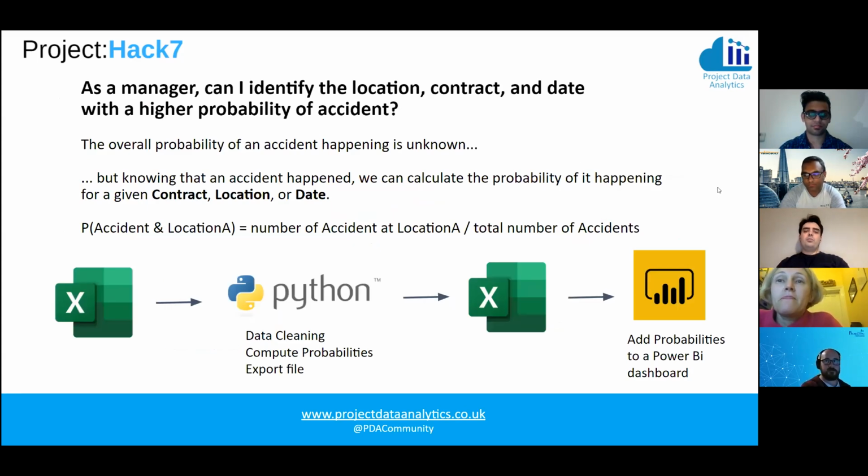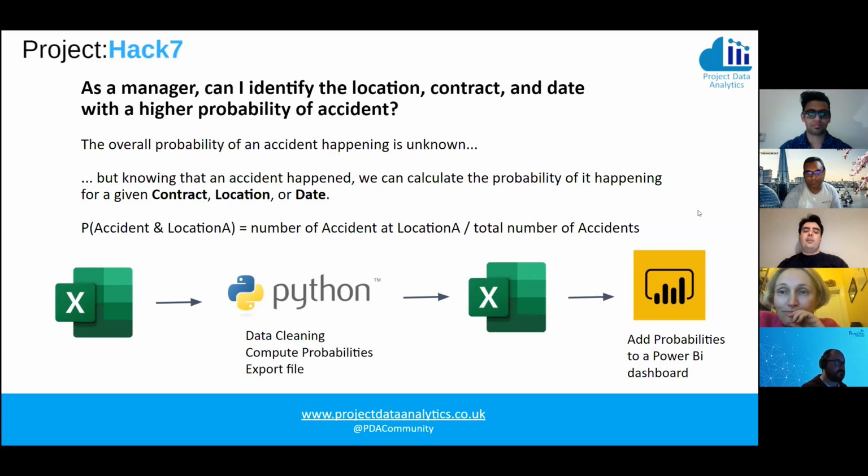So as a manager, how can I identify the location, contract, and date with a higher probability of accident? When we analyze this data set, we realize that the overall probability of an accident happening is unknown and will be difficult to compute. But knowing that an accident happened, we can calculate the probability of it happening for a given contract, location, or date. So using this simple formula below, we are able to compute the probability of an accident happening for a given location, for example, which is the number of accidents at a given location divided by the total number of accidents.